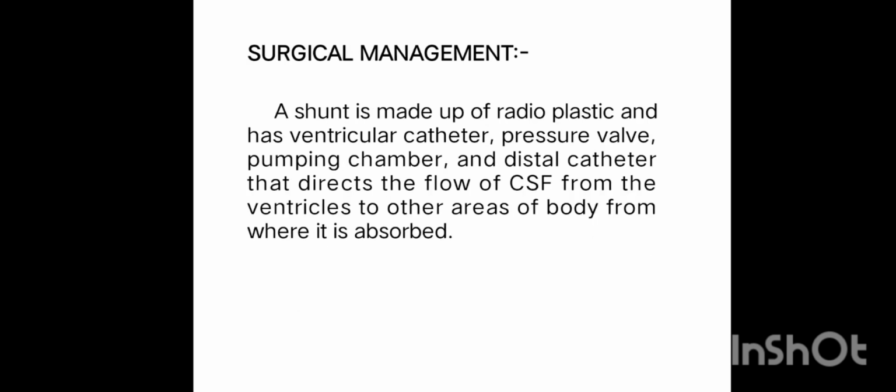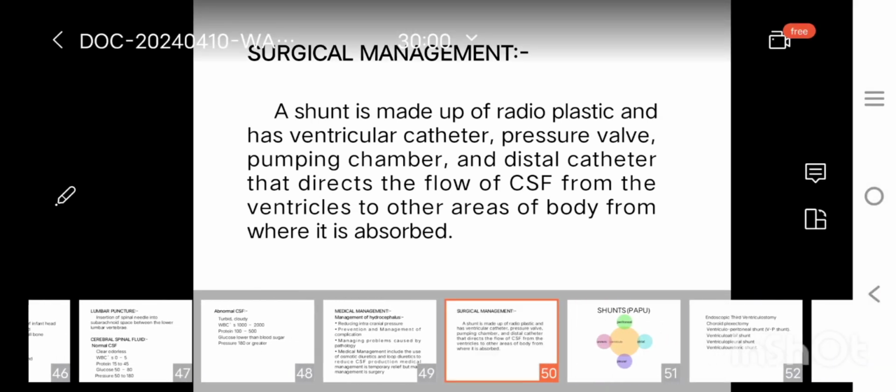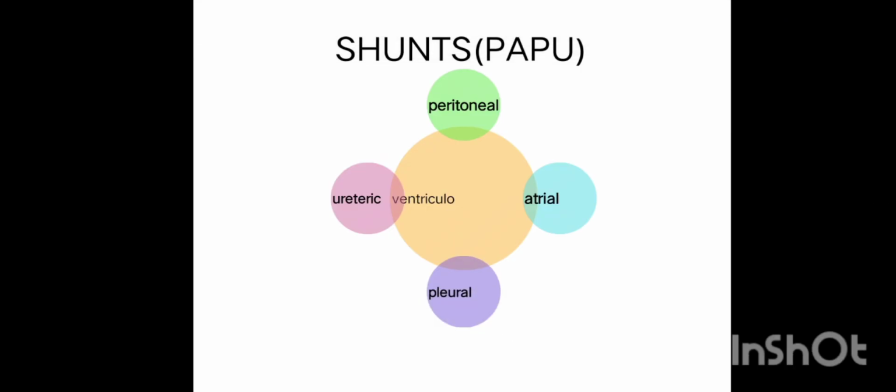So next, the main and foremost management for the hydrocephalus is surgical management. That is, a shunt is made up of a radioplastic and has a ventricular catheter, pressure valve, pumping chamber and a distal catheter that directs the flow of the cerebrospinal fluid from the ventricles to other areas of the body from where it is absorbed. In simple terms, by using the mnemonic PAPU, that is ventriculoperitoneal, ventriculoatrial, ventriculopleural and ventriculoureteric. So by providing these shunting procedures, we are going to bypass the fluid. So these are all the shunting procedures.